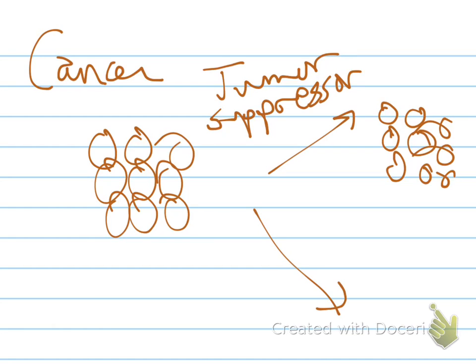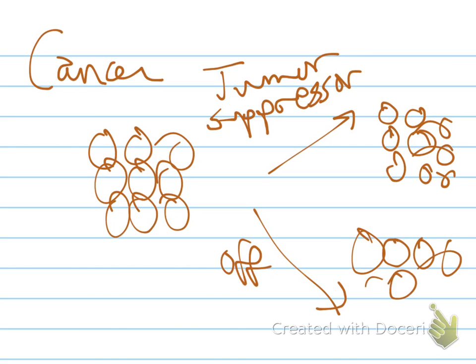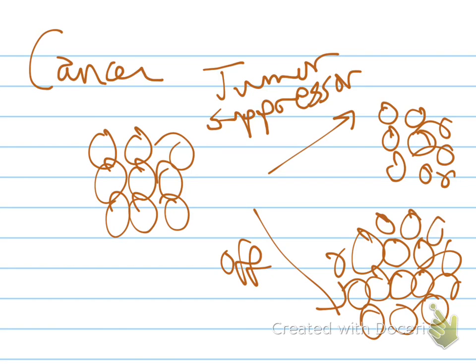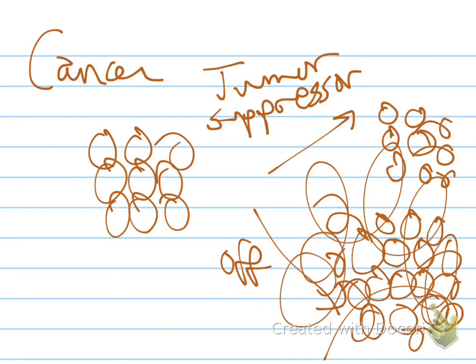But when that gene gets permanently turned off, the cells go crazy and reproduce like mad, which is what a tumor is. It starts blocking off the function of your organs until eventually parts of the body stop working.